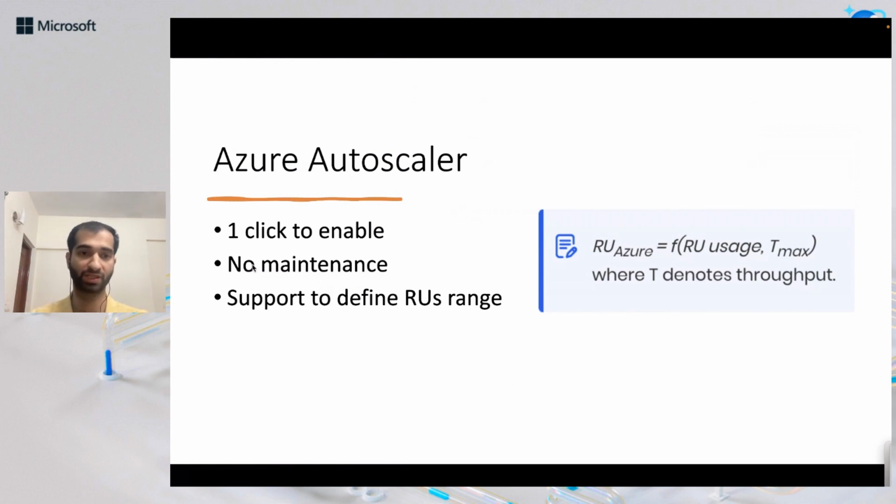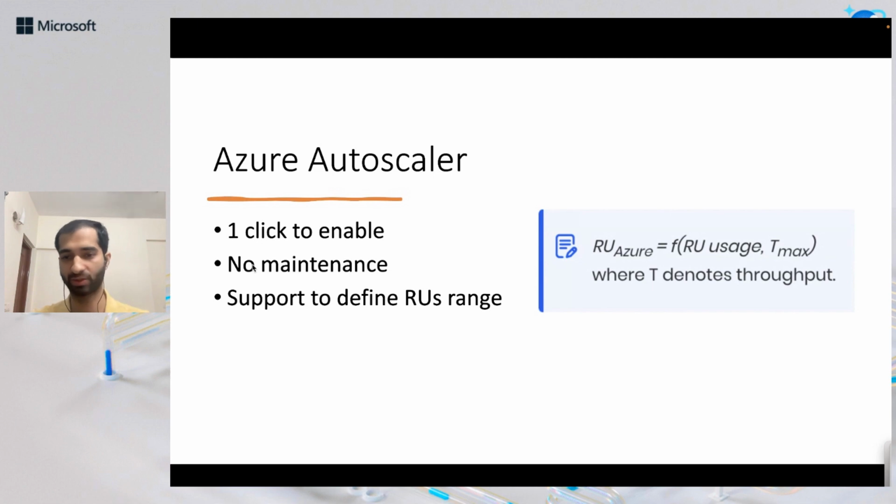Cosmos DB itself is providing an autoscaler. Coming to the benefits, it's very easy to enable. Just go to the portal, click the button, and that's it. It's a one-click solution. There is no maintenance required from the client side, and we can even define the range in which we want to scale the RU. Let's say you specify that the maximum scale is 2 million. By default, it takes a range of 10% of max to the max. That means the autoscaler will always keep the RUs between 200k RUs and 2 million RUs.